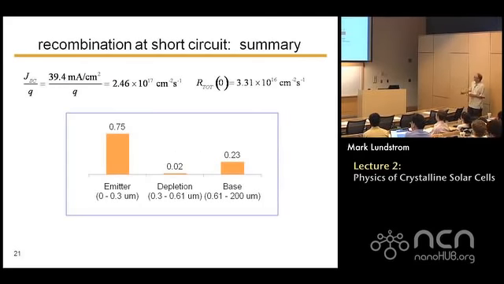If I look at these numbers, 75% of them, I'm losing in the N+ emitter. I hardly lose anything in the depletion region because the electric field is so strong it just sweeps them across before they get a chance to recombine. And then I lose some 23% in the base and at the back. You can compare those to where the carriers were generated, and you can see that although only 37% of the carriers were generated in that thin top layer, 75% of those that recombine anywhere in the device are recombining there. So we're losing a lot in that top layer.